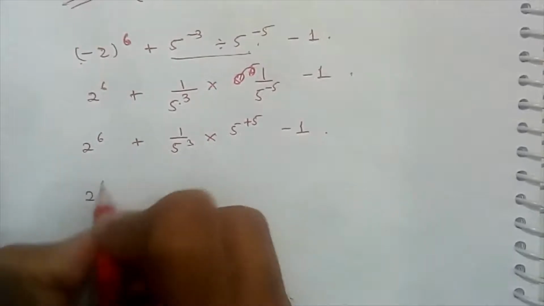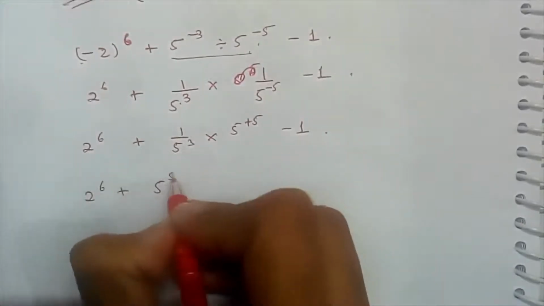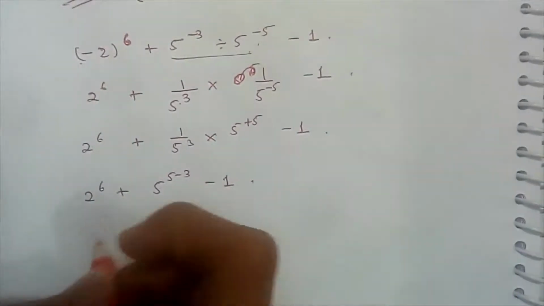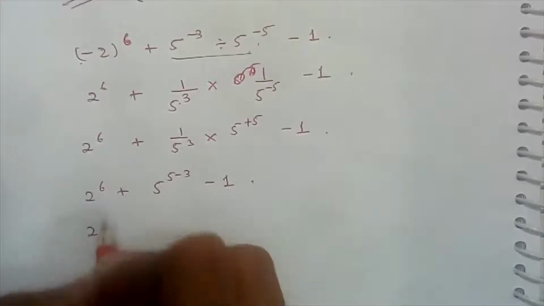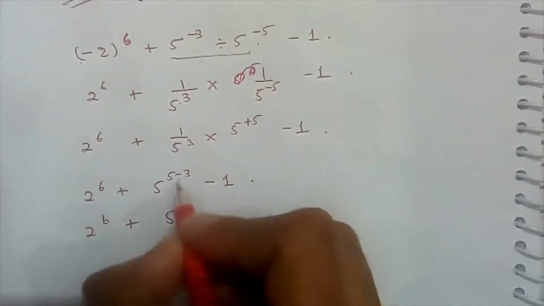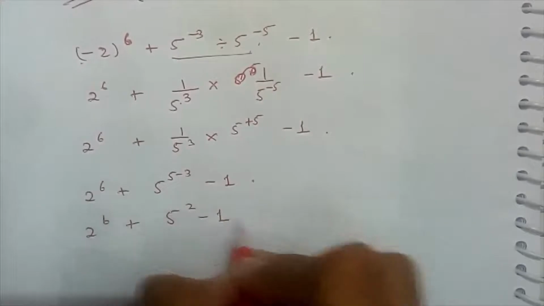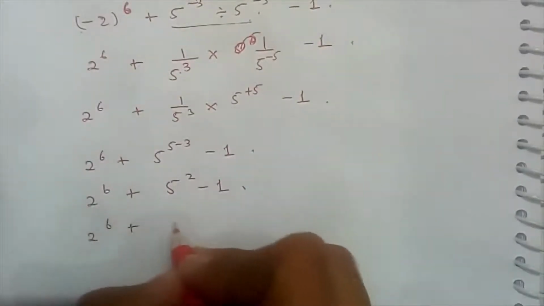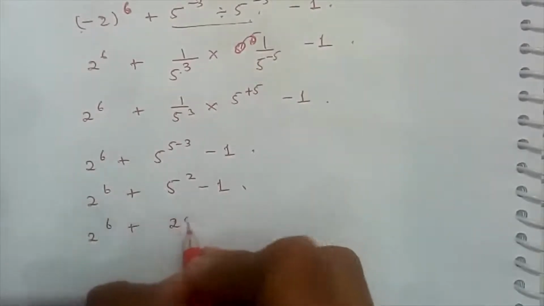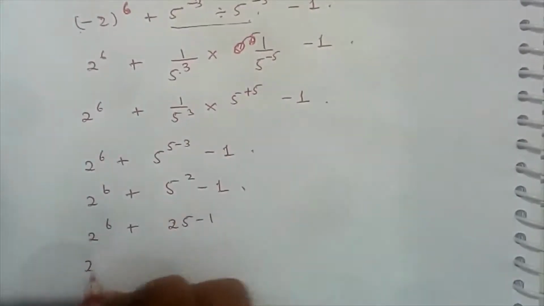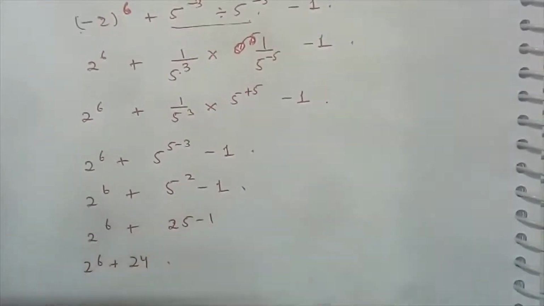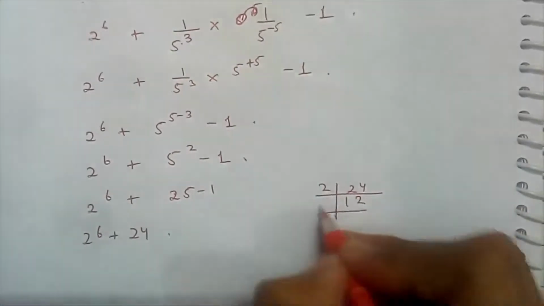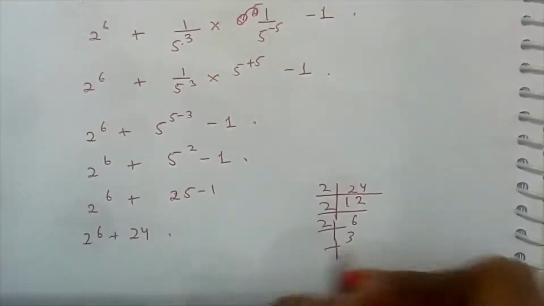now 2 to the power 6 plus 5 to the power 5 minus 3 minus 1, 2 to the power 6 plus 5 to the power 2 minus 1, 2 to the power 6 plus 24, it will be 25 minus 1, 2 to the power 6 plus 24. Let's write the LCM of 24. 2 ones are 2 twos are 2 sixes are 2 threes are 3 ones are.